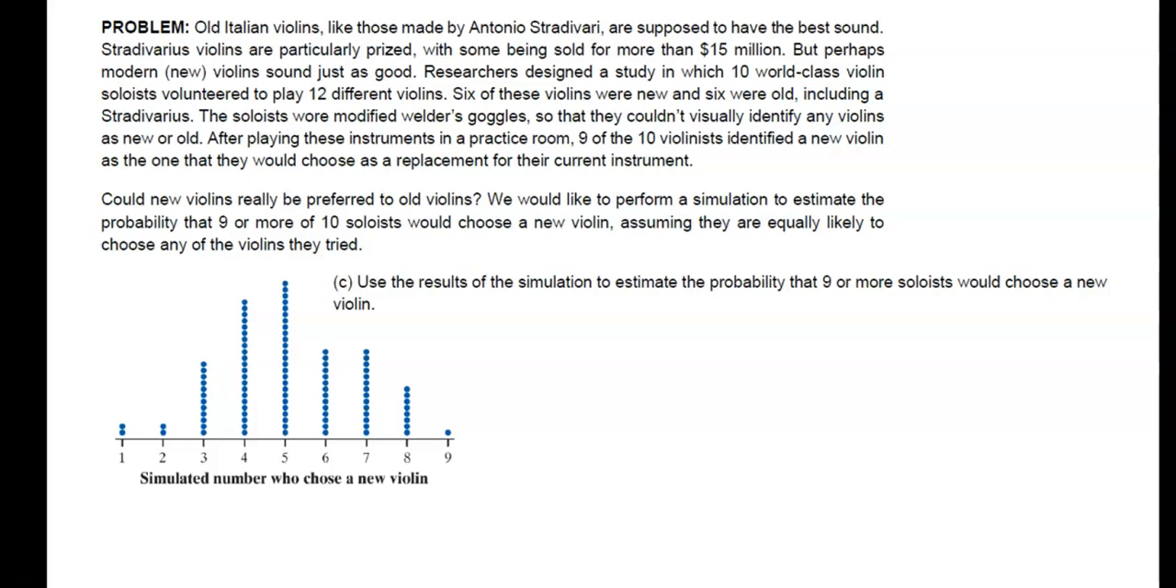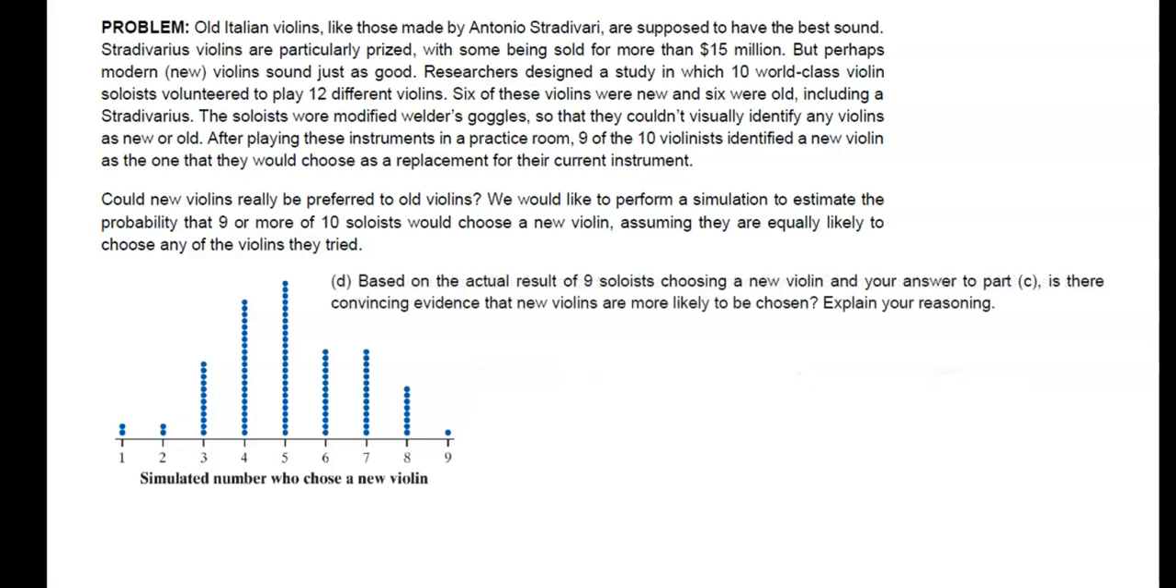Use the results of the simulation to estimate the probability that 9 or more soloists choose a new violin. So that would be 1 out of 100, right? Or approximately 1 out of 100, because only one dot is at 9 or greater.